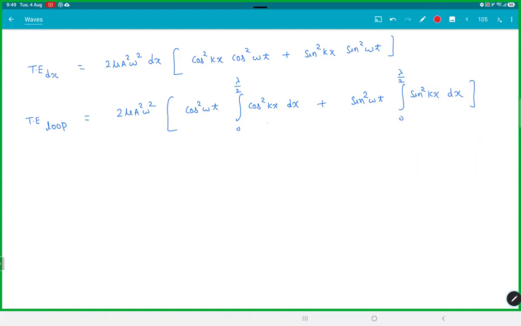So if you actually integrate, this thing will end up with lambda by 4, and this thing also comes out to be lambda by 4. Hope you know how to integrate them. You will write them as 1 minus cos 2 theta by 2, and then you integrate it. That integration I'm leaving to you. When you do that, both of them will give you lambda by 4. And this comes out to be 2 mu a square omega square lambda by 4, and now suddenly you get cos square omega t plus sin square omega t.